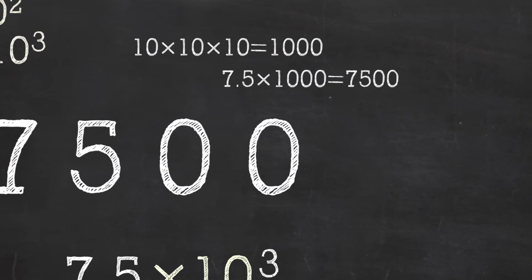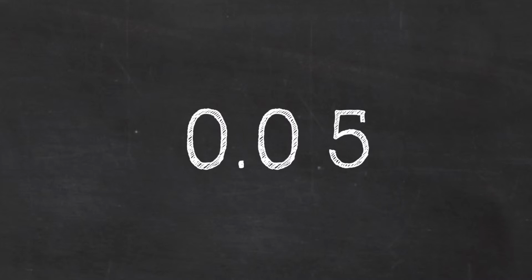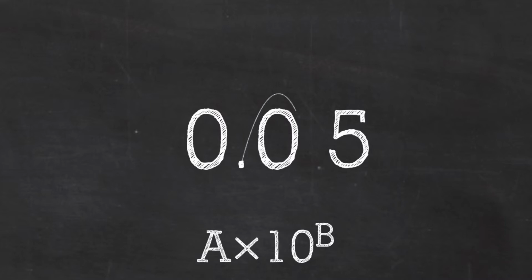Small numbers can be written in a very similar way. Let's start with the number 0.05. The only number here greater than 0 is the 5 at the right-hand end of the number. This means that the decimal point needs to hop over digits to the right until the 5 is in front of it. To do this, the decimal point hops over 2 numbers.